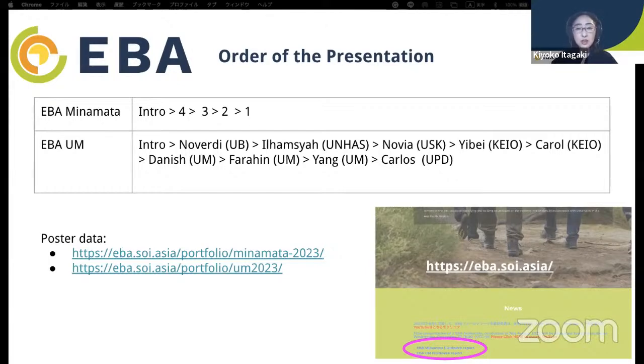For the other members, you can access the poster data through the SoyAsia EBA presentation website from here. You can refer to the posters later on if you are interested in more detail. So let's start with the Minamata Fieldwork explanation.